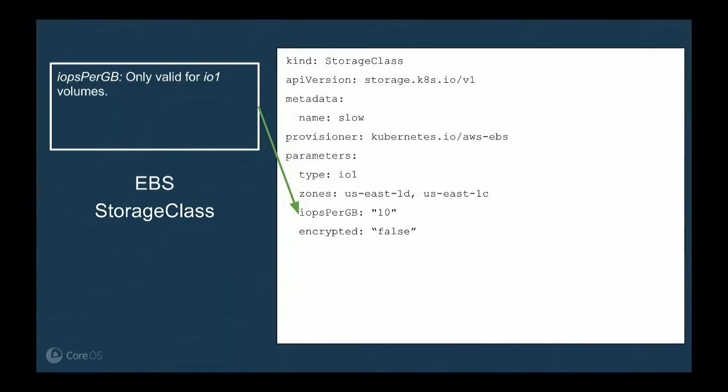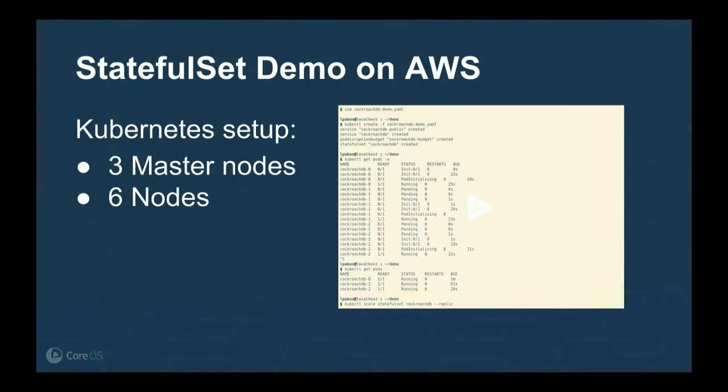We also have the IOs per second, which is only used for IO1 type volumes. And lastly, we have encrypted volumes, which you can also provide as a storage class. Now, I think you saw that I skipped zones. I'm going to go into that in a little bit.